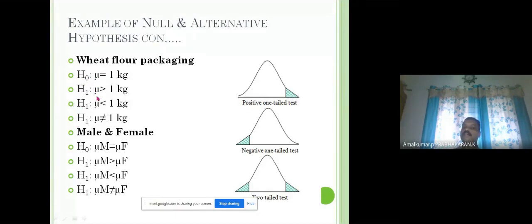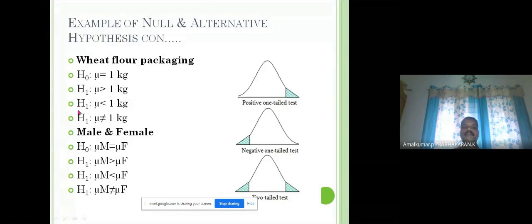And the first alternative is, here the mu, again the average weight of the flour packages, is greater than 1 kg. Suppose the system is out of control and is manufacturing above 1 kg packages that lead to loss to the company, and this is a serious issue to the manufacturer.